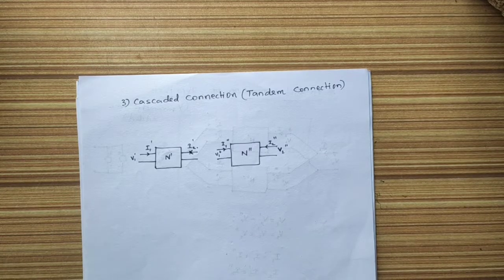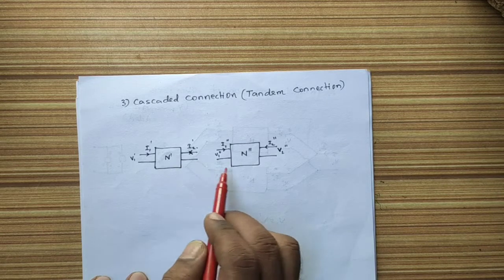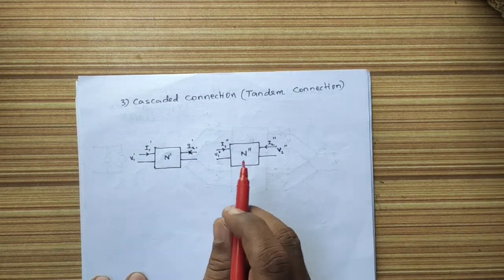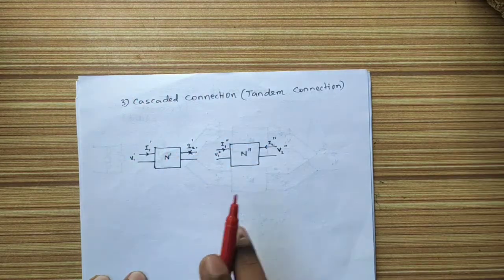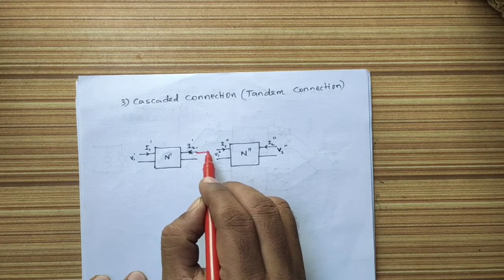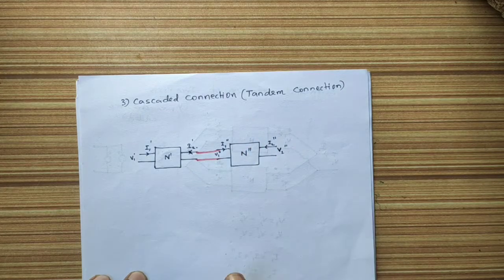The third one is cascade connection of two-port networks. When two ports are connected in cascade, we can multiply their individual transmission parameters to get overall transmission parameters of the cascade connection. Here I'm having the same two networks, N dash and N double dash. How are we making the cascade connection? I'm going to connect the output of this network with the input of this network. This is called cascade connection.